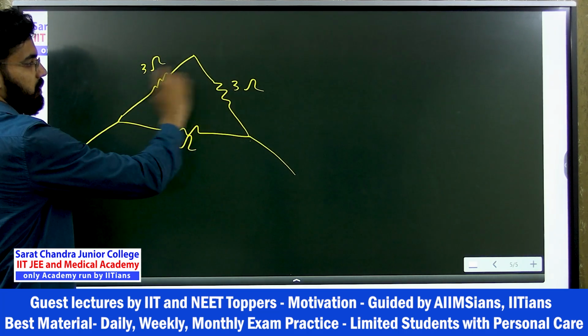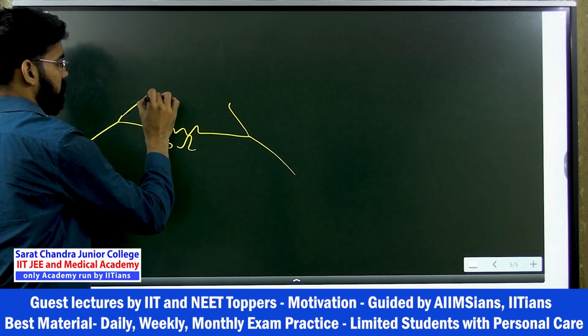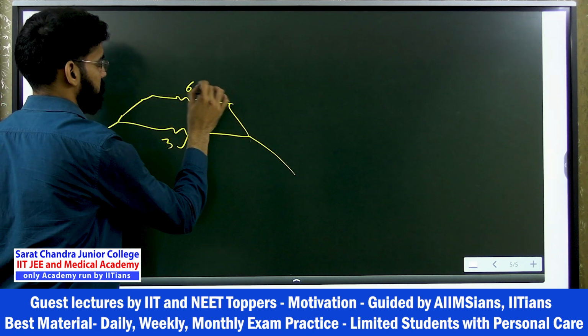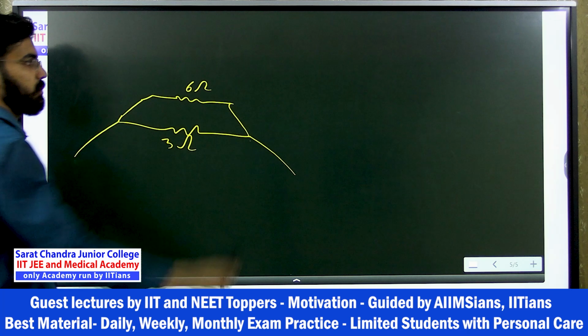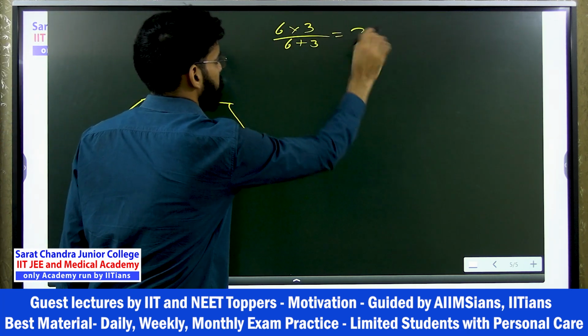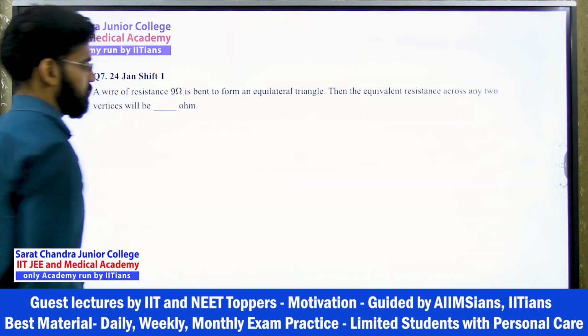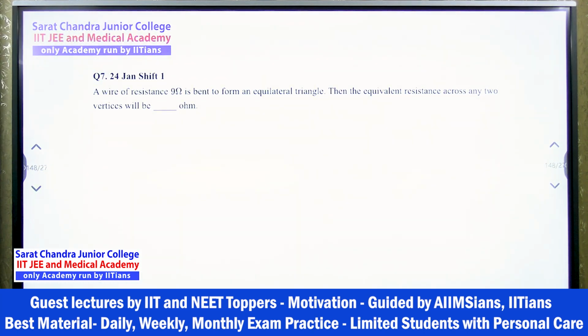So I can say this is in series. So I can say 3 plus 3 is 6. So directly we got 6, right? 6 ohm. Now 6 and 3 are in parallel. So directly 6 into 3 divided by 6 plus 3, this came 2, right? So equivalent resistance is 2 ohm. So your answer is 2 ohm. Okay. Now next question.